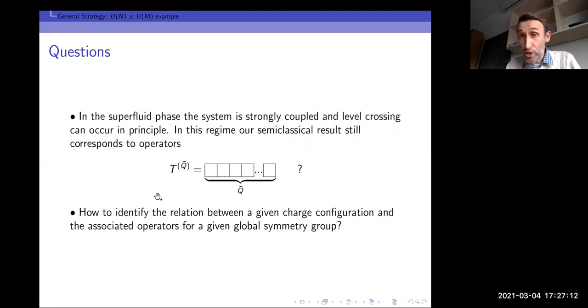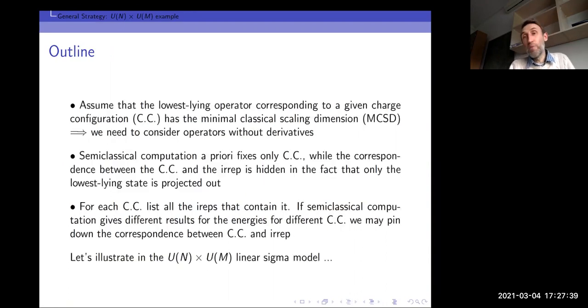And the second important question, which I will not talk about much at all, but just to give you a hint of what I should be talking about, is for a general global symmetry group: how would you identify a given charge configuration and the associated operators? So basically extending this identification for the traceless symmetric tensors to other global symmetry groups. And that's what we've done in our latest paper. I'll be really, really brief.